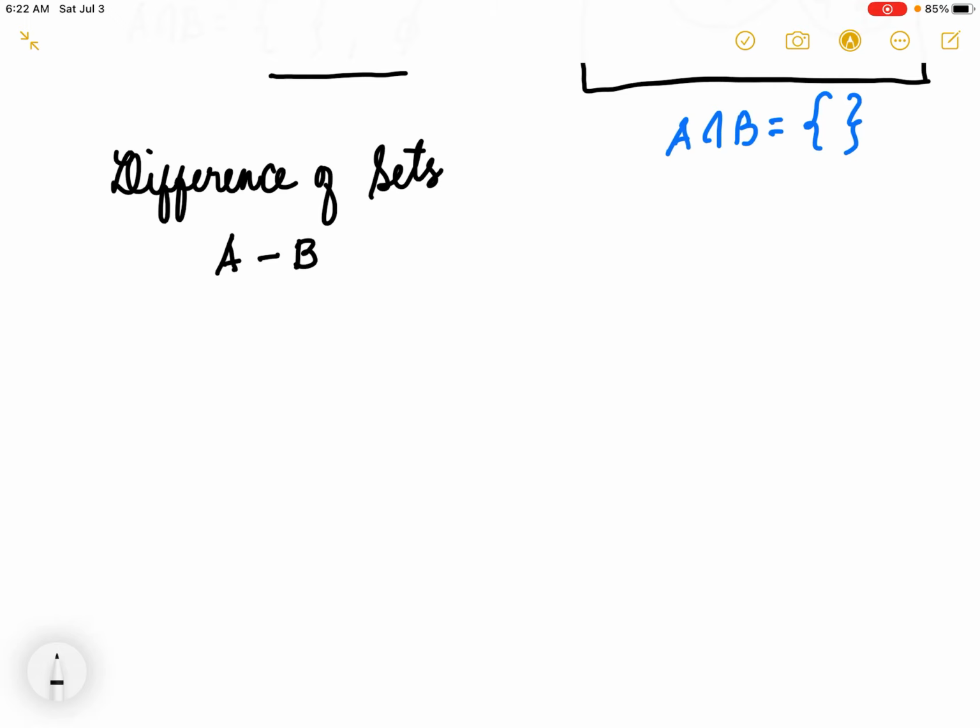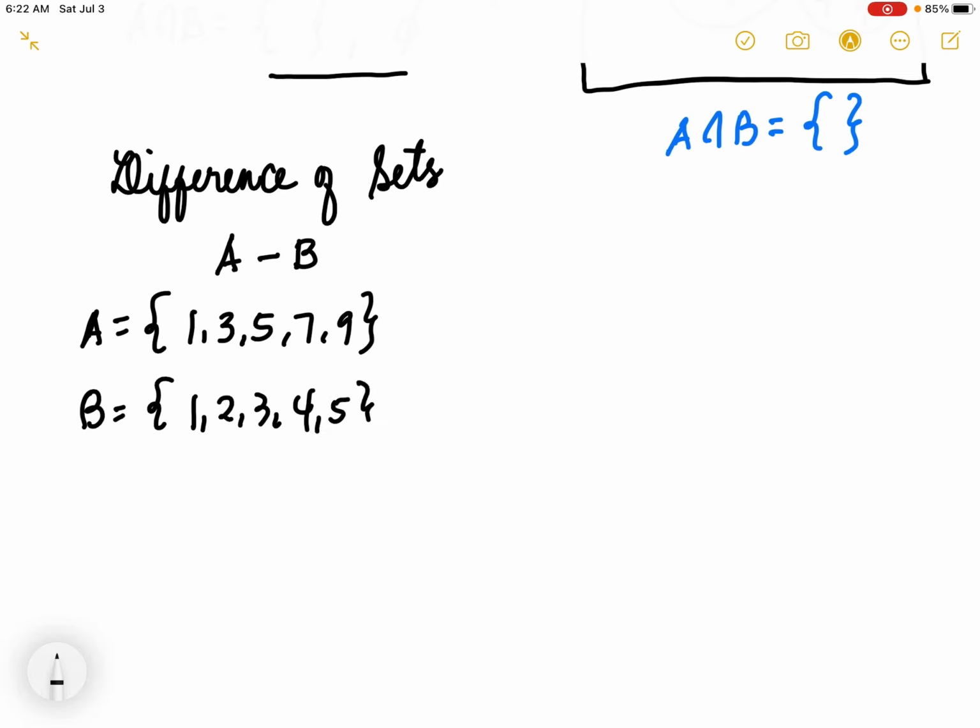For example, if set A is equal to 1, 3, 5, 7, and 9, and set B is equal to 1, 2, 3, 4, and 5, then A minus B is equal to 7 and 9, because those are the only elements in set A that we cannot find in set B. If we are going to draw that in a Venn diagram, we have this.